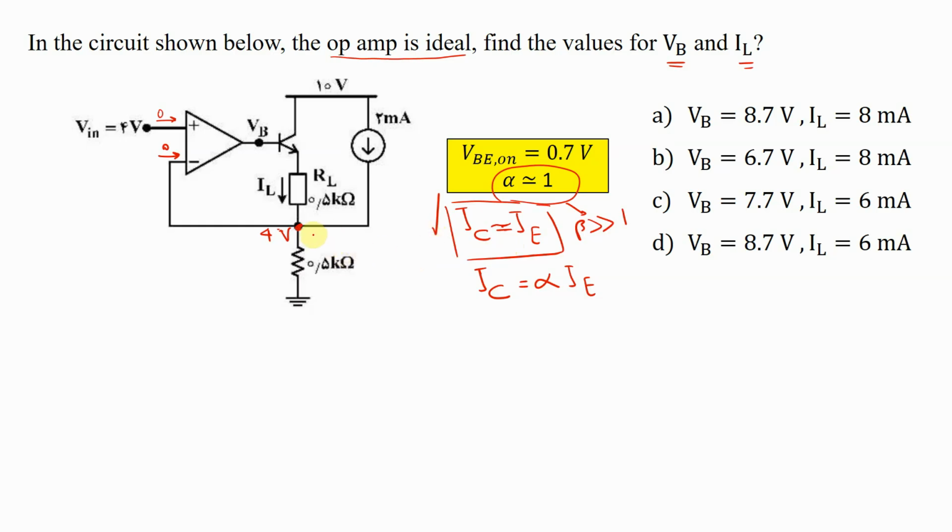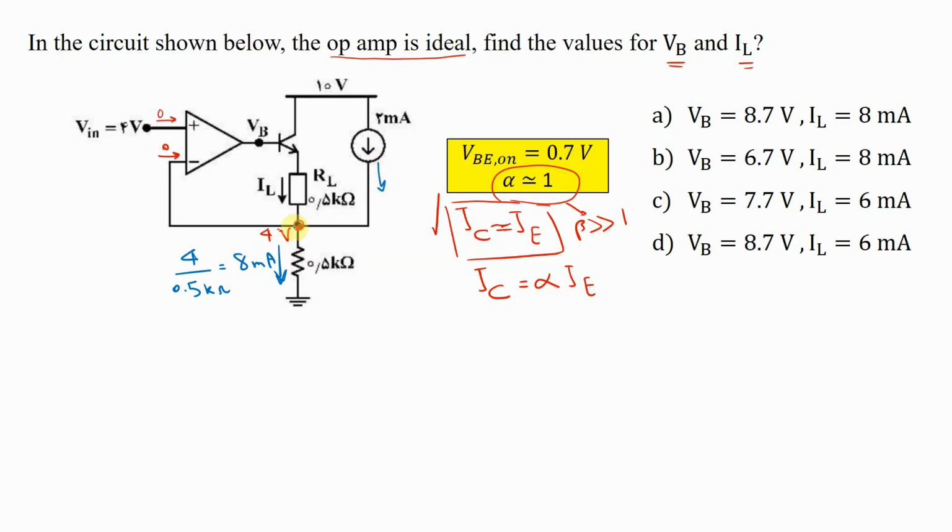So now, how can we deal with this problem? First of all, for this IL, you can see that this is 4 volt and this is 0.5 kilo ohm. So we can simply calculate this current. This current is equal to the voltage, which is 4, divided by the resistor, which is 0.5 kilo ohm. So this is equal to 8 milliamp. So here 8 milliamp through this resistor, and here you have 2 milliamp from this node.